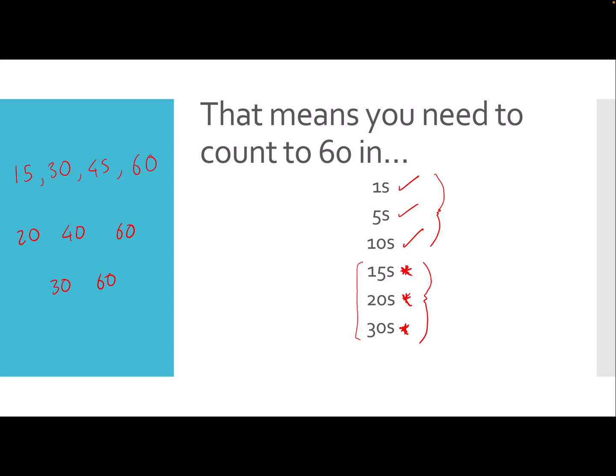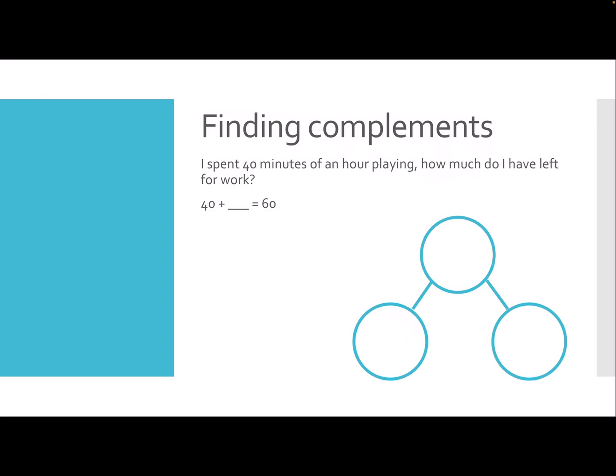So what am I going to ask you to do for your work today? Well, I'm not just going to ask you to count in those numbers, because you'd do that in 30 seconds and then we'd be done. I'm going to give you 2 types of question. The first is finding a complement. So that's where I tell you how much of an hour we've used, and you tell me how much is left. An hour is 60 minutes.